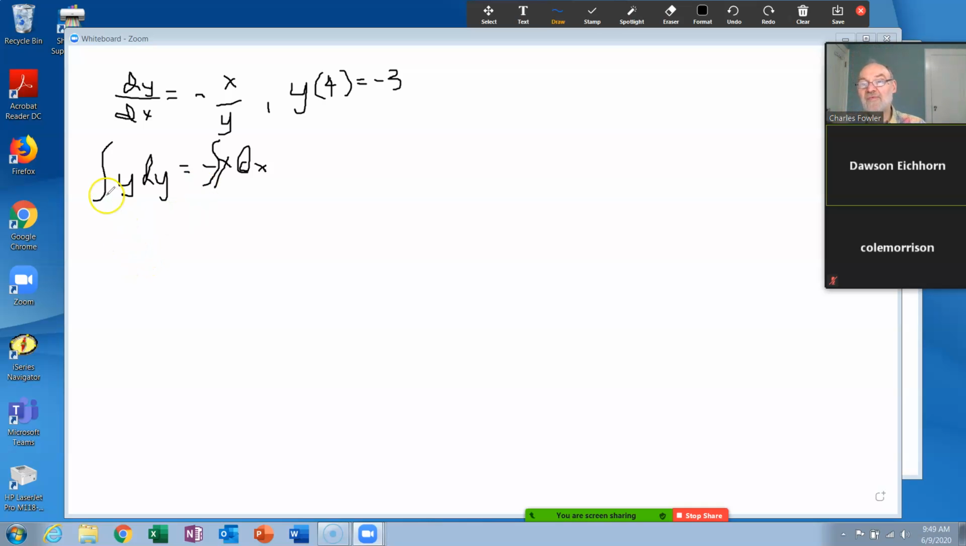What's the antiderivative of y dy? You're taking the derivative. I want the antiderivative. Oh, y squared over 2. Okay. Y squared over 2. We won't do the plus c on this side. We'll put it on the other side. And this will be what? Negative x squared over 2. You got it. Negative x squared over 2.